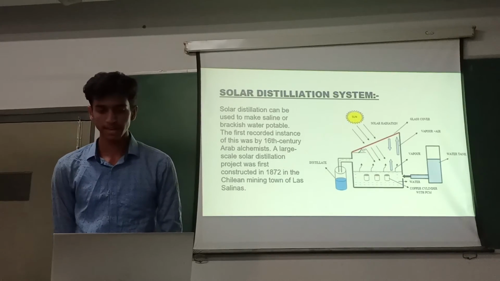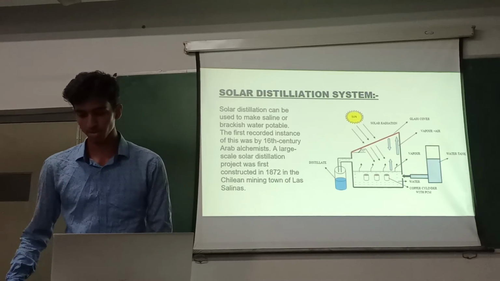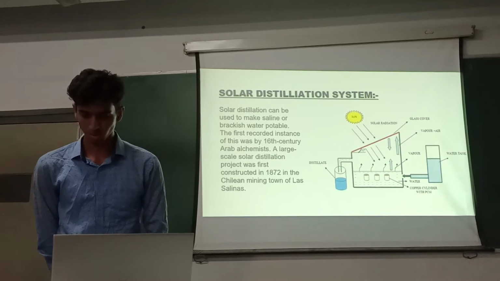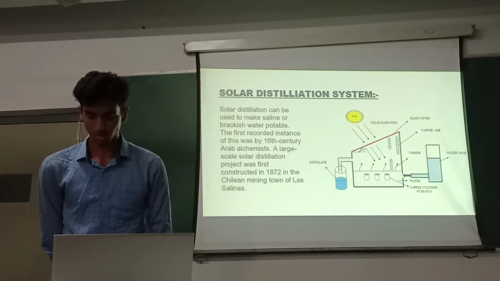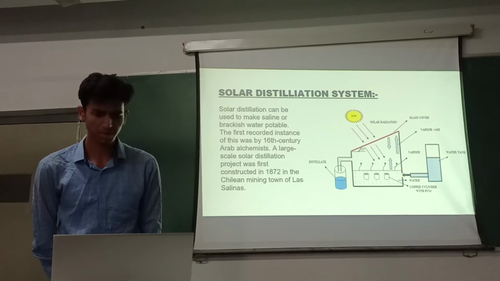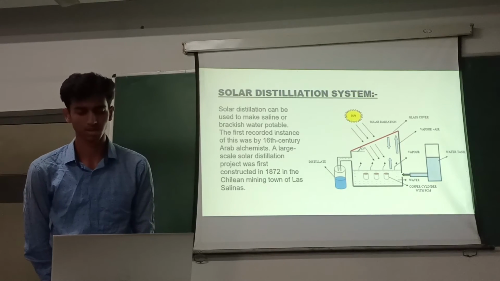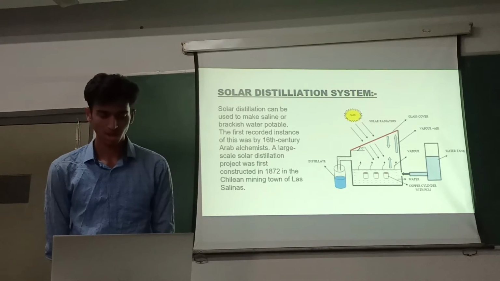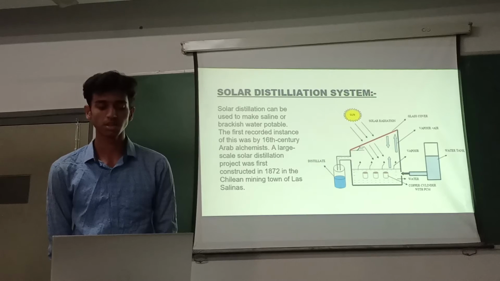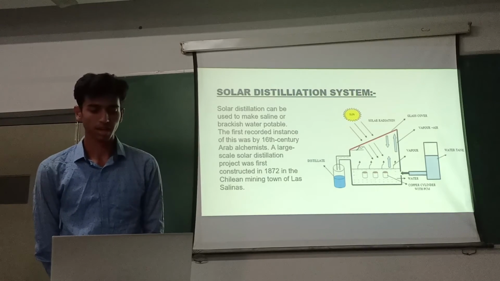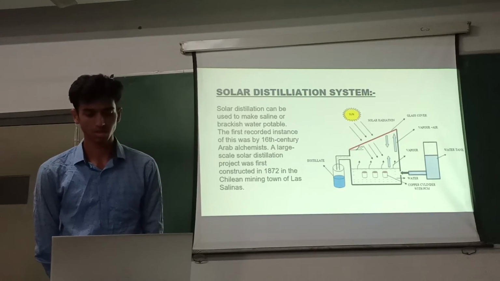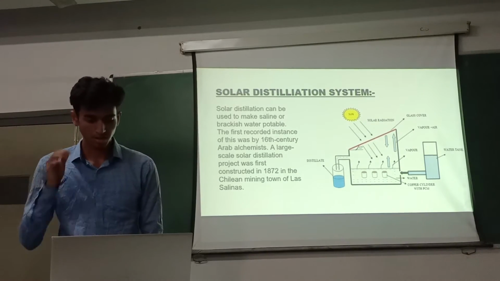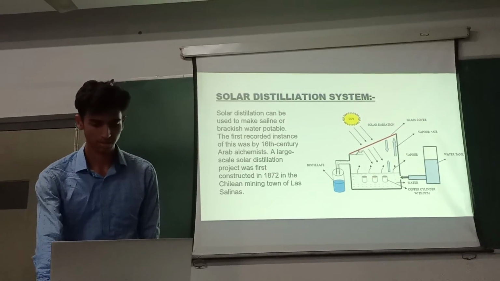The next point is the solar distillation system. What is a solar distillation system? It is a process in which the energy of the sun is directly used to evaporate fresh water from the sea or some other water source. Solar distillation can be used to make saline or brackish water potable. The first recorded instance of this was by 16th century alchemists. A large-scale solar distillation project was first constructed in 1872 in the Chilean mining town of Las Salinas.